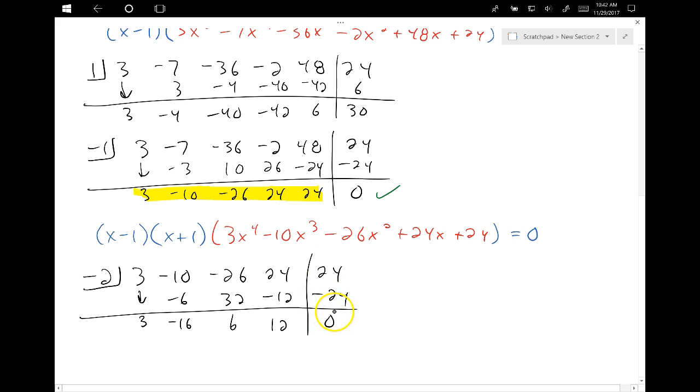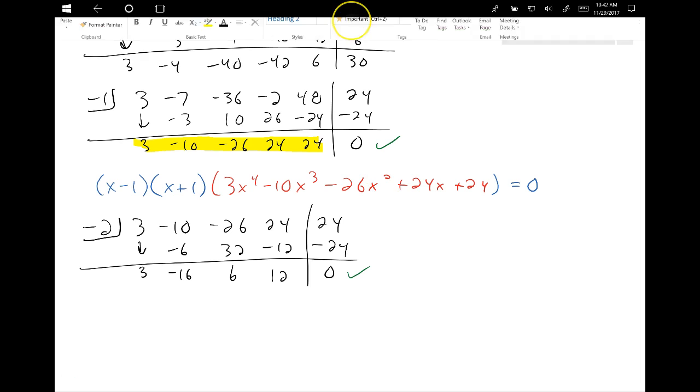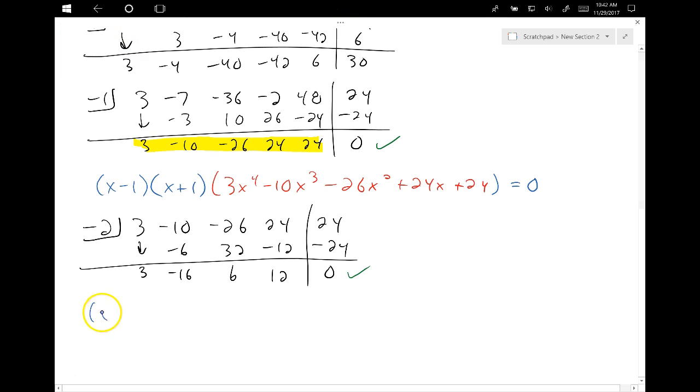Yeah, -2 works. So my factors are x minus 1, x plus 1, x plus 2. And I'm left with 3x cubed minus 16x squared plus 6x plus 12.